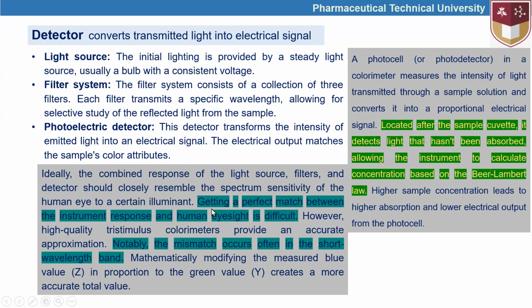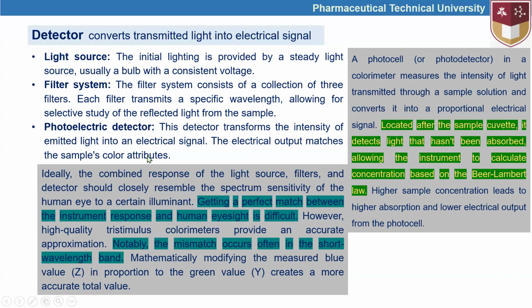And ideally, the compound response, the combined response of the light source, filters, and detector should closely resemble the spectrum sensitivity of the human eye to a certain illuminant. Getting a perfect match between the instrument response and human eyesight is difficult. However, high quality three stimulus colorimeters provide an accurate approximation. Notably, the mismatch occurs often in the short wavelength band. And mathematically modifying the measured blue value in proportion to the green value, Y, creates a more accurate total value.